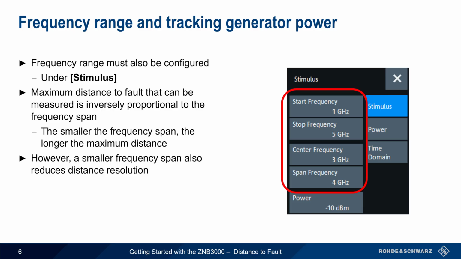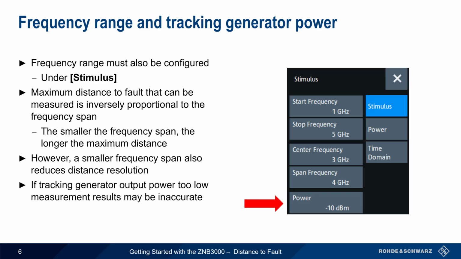in mind. The output power of the tracking generator can also be configured, and it's important to remember that too low of an output power may lead to inaccurate measurement results, especially for very long cables and/or cables with high loss or attenuation.